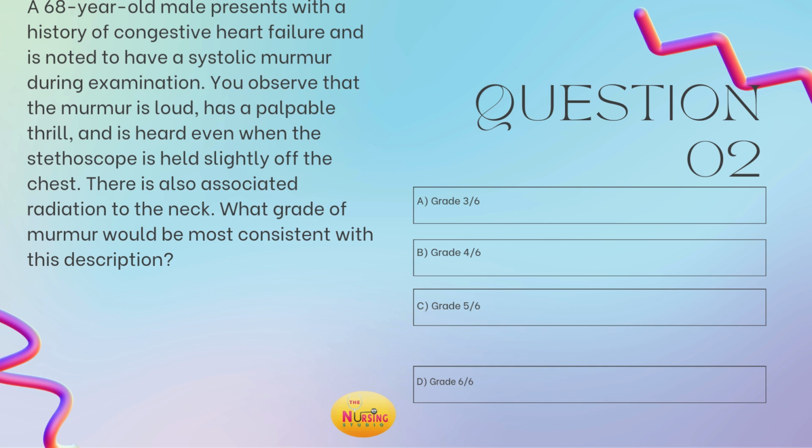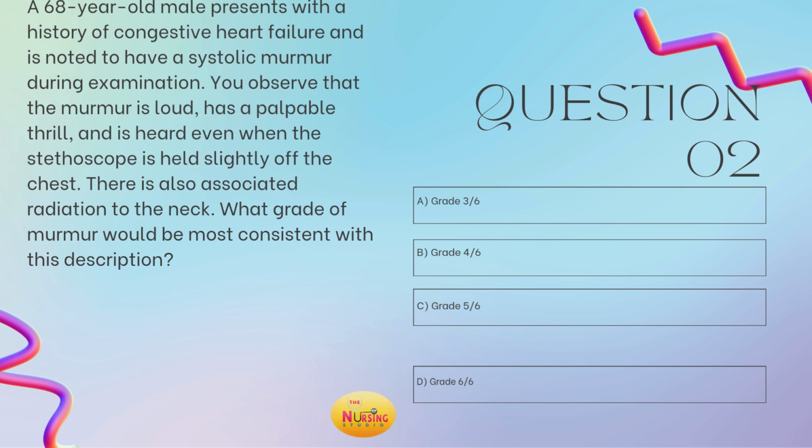Question number two, a 68-year-old male presents with a history of CHF and is noted to have a systolic murmur during exam. You observe that the murmur is loud, has a palpable thrill, and is heard even when the stethoscope is held slightly off the chest. There is also associated radiation to the neck. What grade murmur would be most consistent with this description?